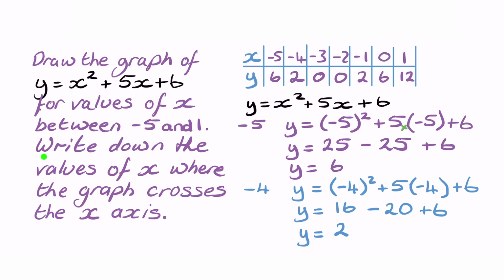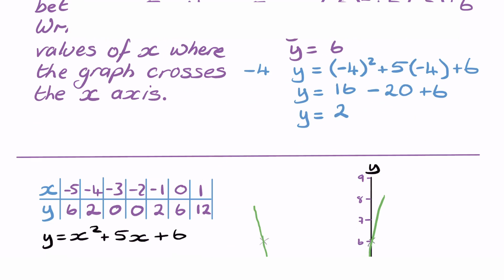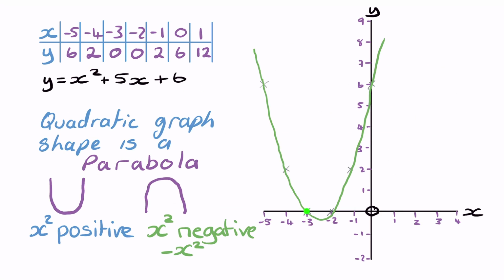So anyway, back to what the question asked us, and if you remember, we go back and look at it, we're being asked to write down the values of x where the graph crosses the x-axis. And so back to the graph, we saw our graph crosses here when x was -3 and here when x was -2. So you would go ahead and say x equals -3 and x equals -2.